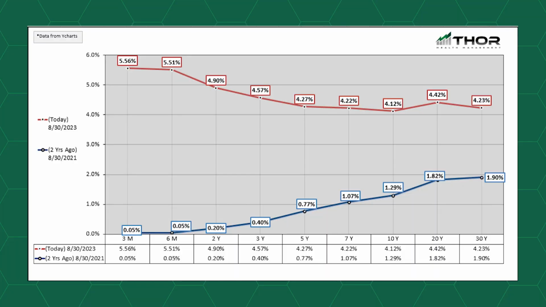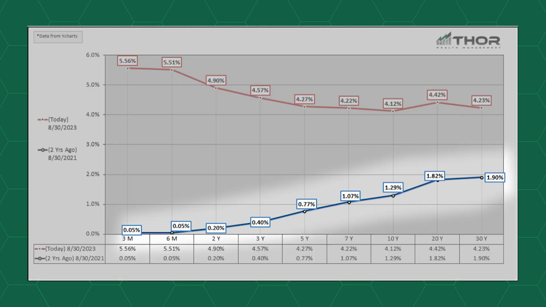Now, the other thing that we want to look at is what is actually happening within the bond market. And it's very interesting. This chart here is looking at the yield curve from 2 years ago compared to the yield curve today. 2 years ago, we had what is known as a normalized yield curve. What did that mean? Short-term rates are lower than long-term rates. That is normal.